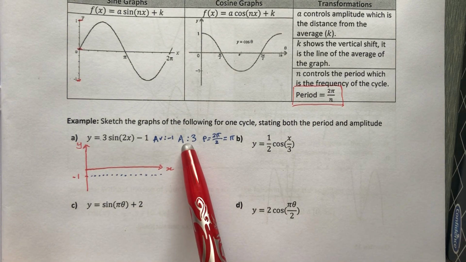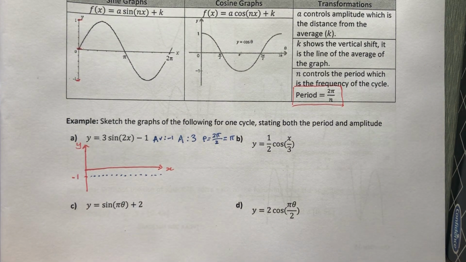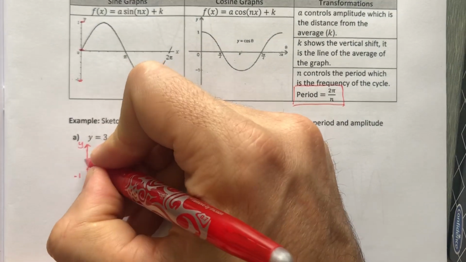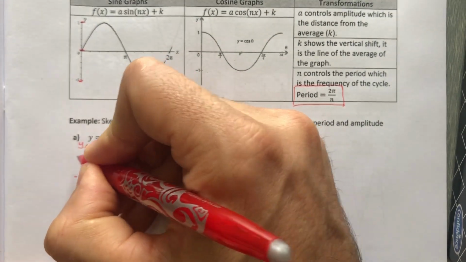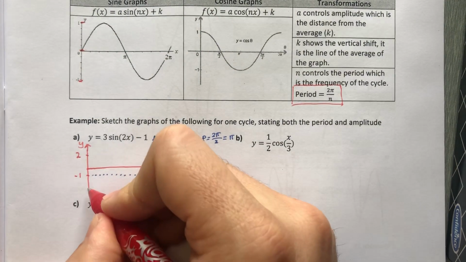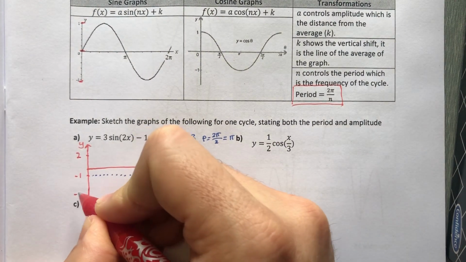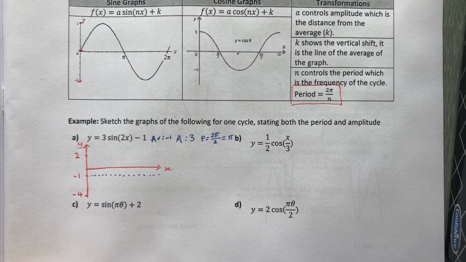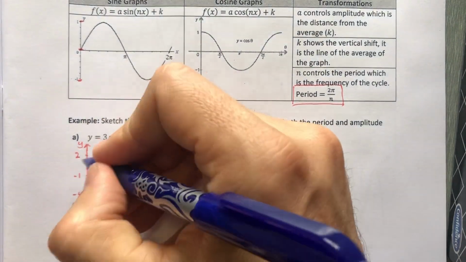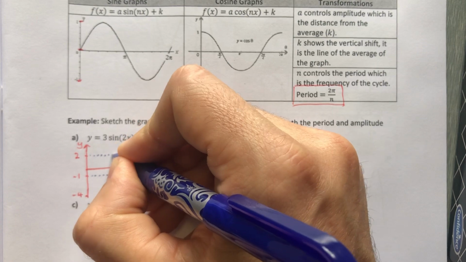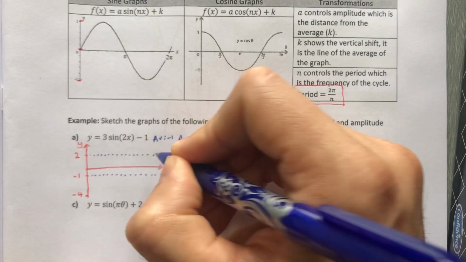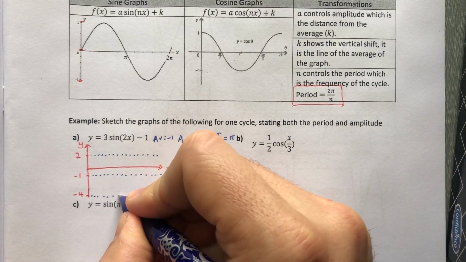So it goes up 3 from that average, but it also goes down 3. If we go up 3, that's going to go up to +2, something like that. And if we go down 3, it's going to go down to -4. So again, I'm going to put a couple of little guidelines in. So our graph's never going to get above here, and it's never going to get below here.